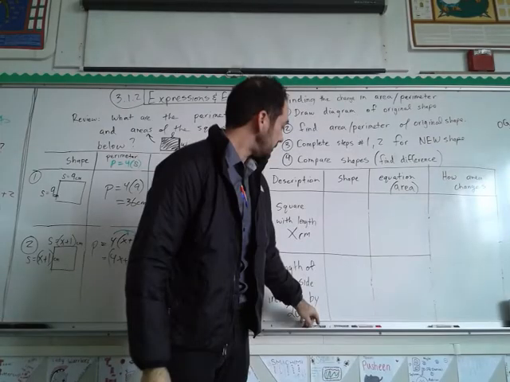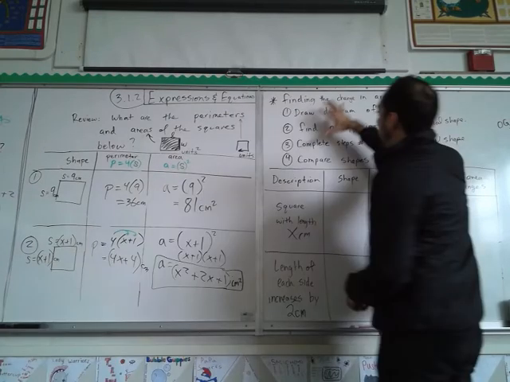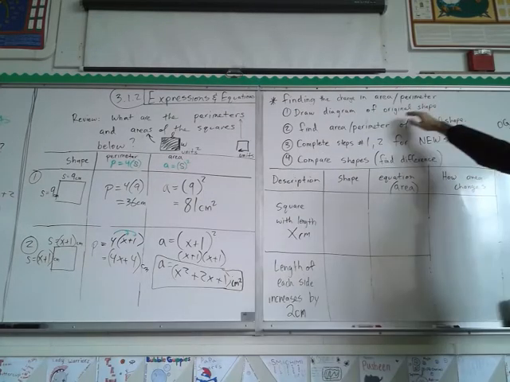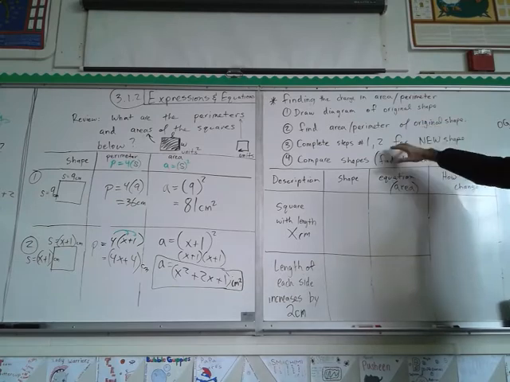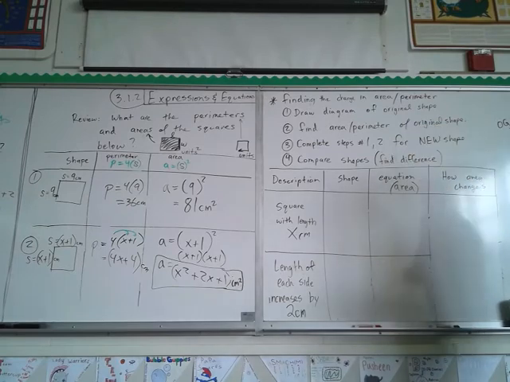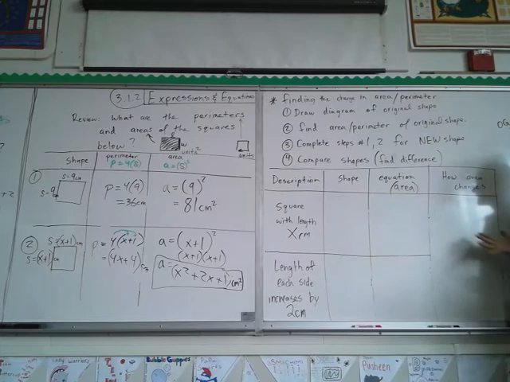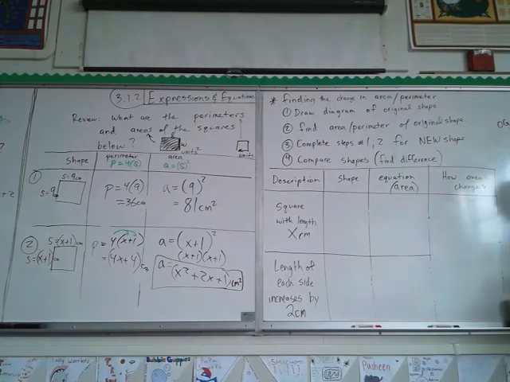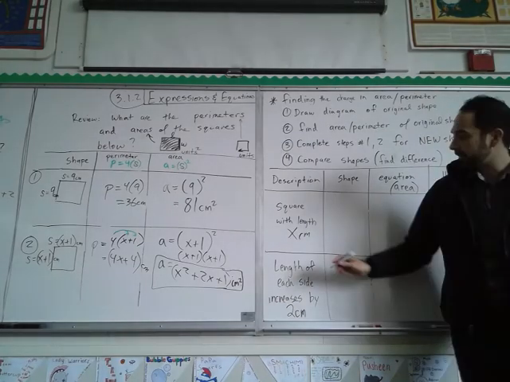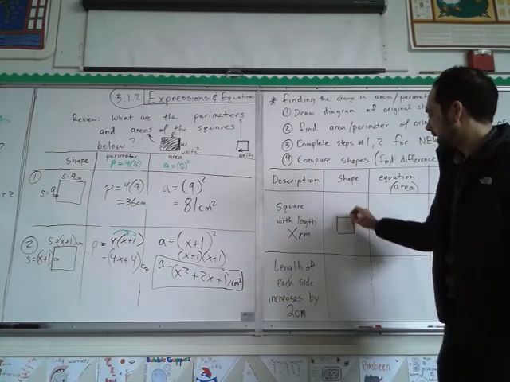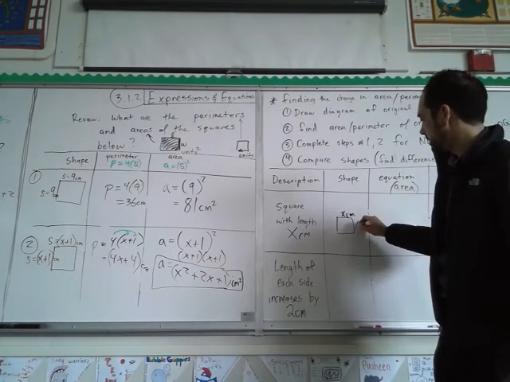All right, so that's basically what I described here. We're going to draw a diagram of the original, find the area and perimeter of the original, then complete steps 1 and 2 for our new shape with that decreased side or whatever they say. And then at the end we compare the shapes, find that difference between them. So let's draw the shape for this one. A square with length x centimeters. How about I just put x centimeters? x centimeters. Everybody agree with that?